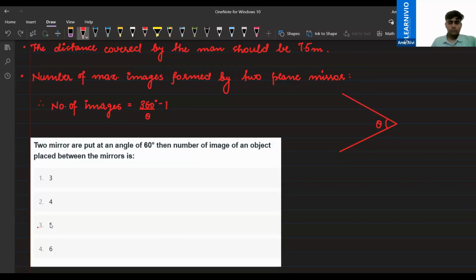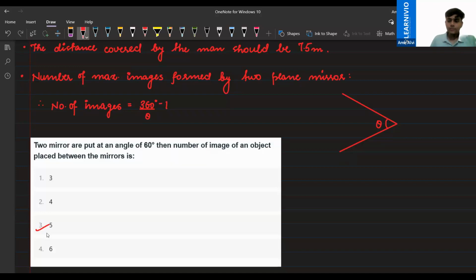Yes, sir. But we haven't covered this topic in school yet. Is it the refraction part? No, it's reflection only now. We have not started refraction yet. It's reflection only, because refraction will start after the half.